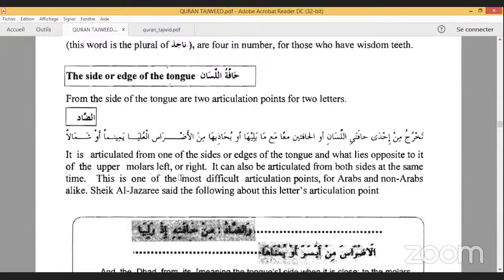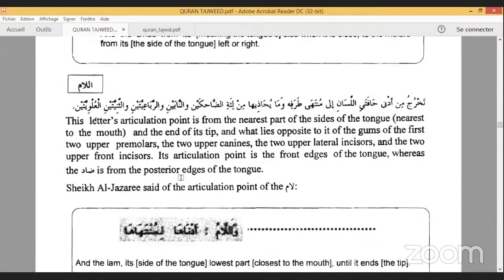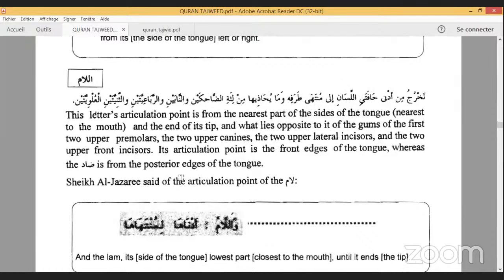I mean the articulation points of that for Arabs or non-Arabs, even Arab people have some problems in this letter, non-Arabs alike. So we say el da, do, di. Okay, and the lam.